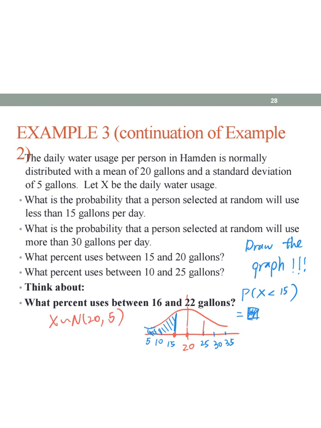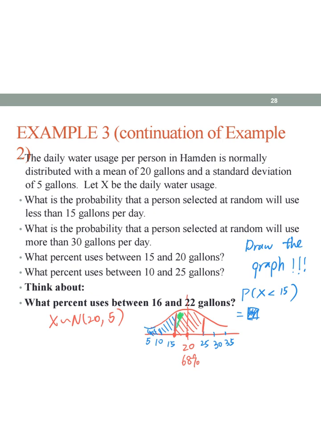For the empirical rule, it doesn't give us less than 15, but it gives us between 15 to 25. I have 68% of observation. Do you agree with me? So I have 68% of observation between 15 to 25. So it's not hard for me to get.